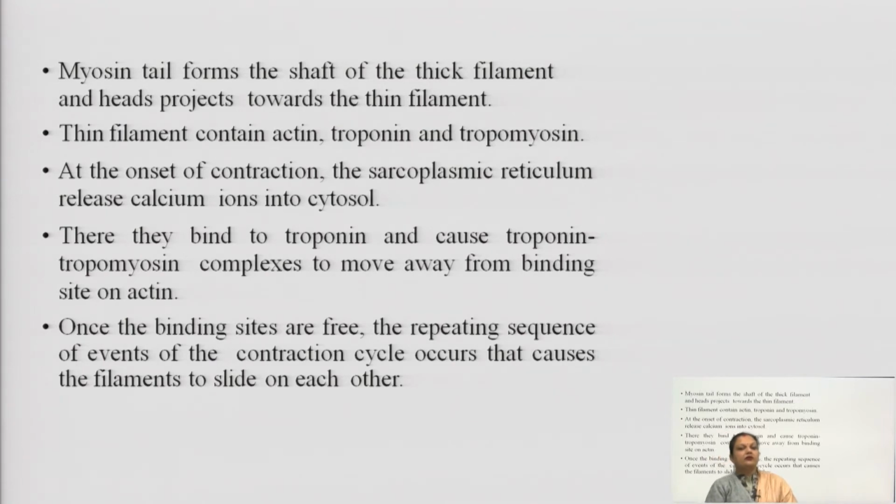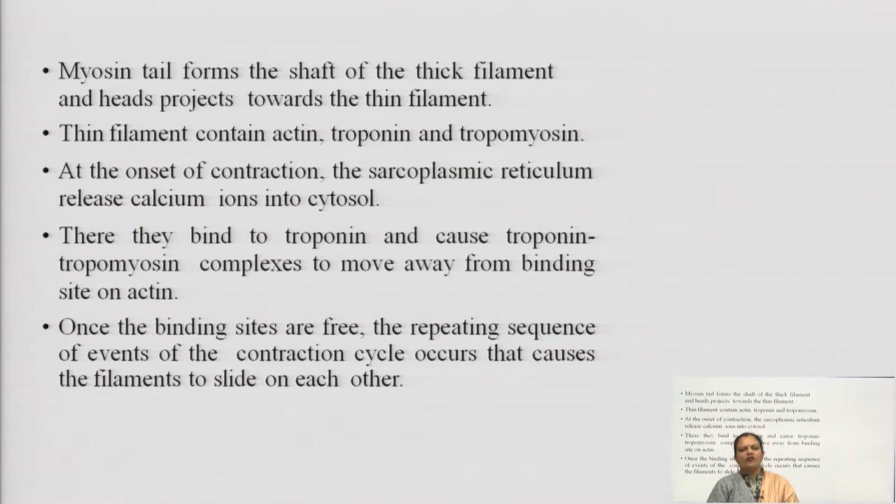Myosin tail, coming to its working part: the myosin tail forms the shaft, meaning the complete rest of the body, the shaft of the thick filament, while the myosin head projects towards the thin actin filament. The thin filament consists of actin, troponin and tropomyosin proteins.